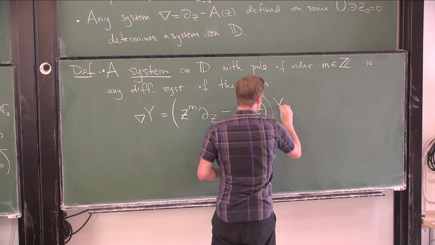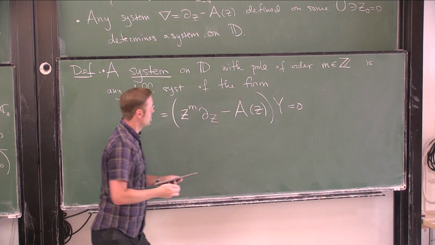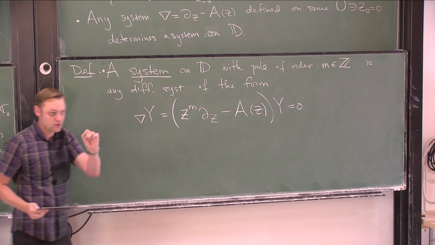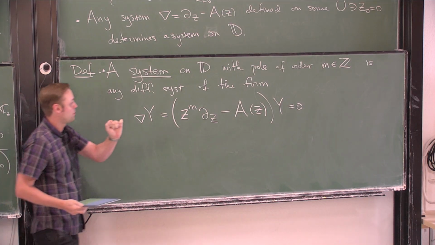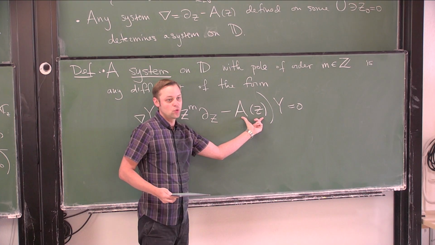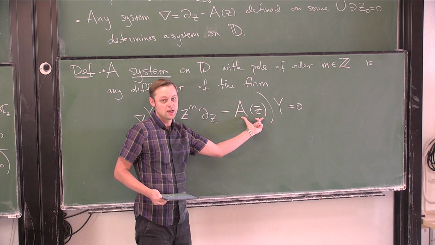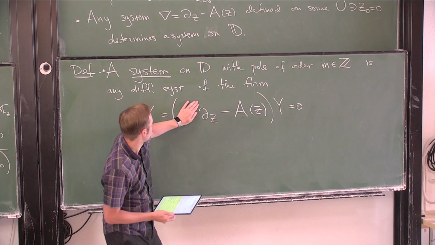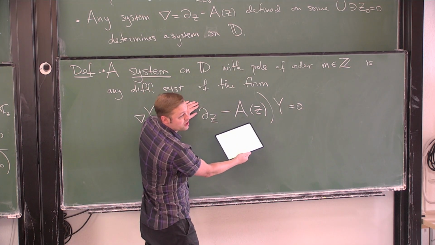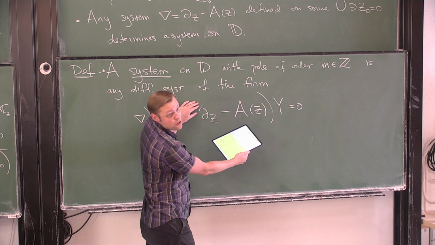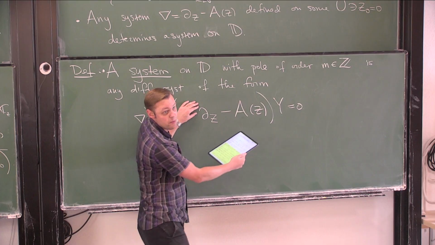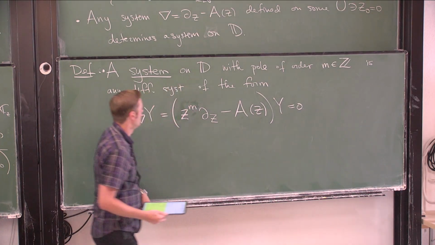The reason this is convenient is that I am insisting that the pole, I'm just zooming in on one pole, is of order m. That means that's the largest order pole appearing in this meromorphic matrix A. And so if I just multiply through by z to the m, I'm cancelling all possible poles, and what remains is just something holomorphic.